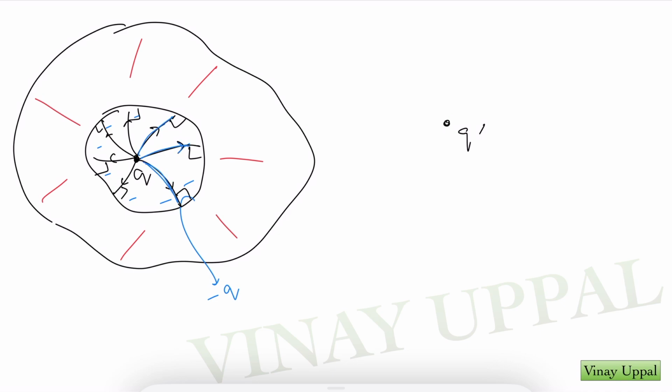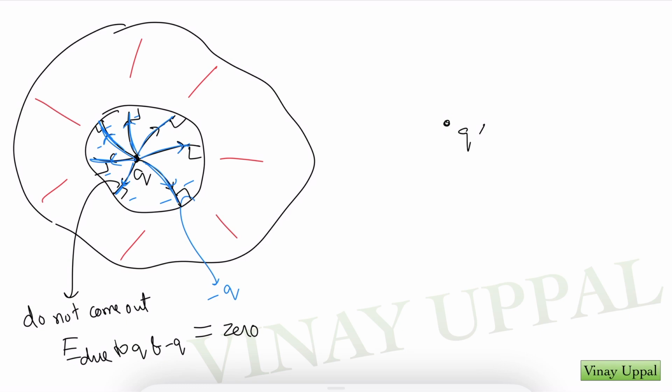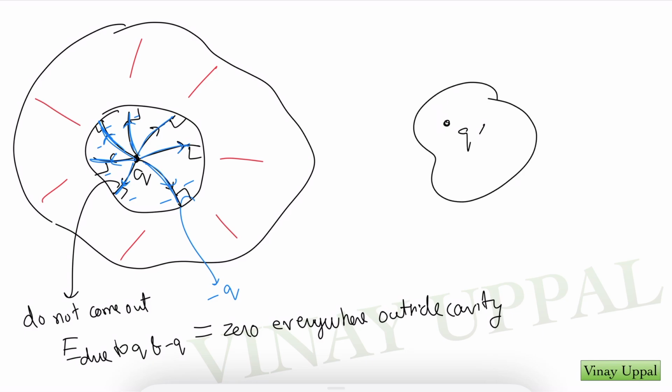So these blue field lines are produced due to the charges inside the cavity and on the inner surface of the cavity. So these blue field lines do not come out. So what does that mean? That means that the electric field due to Q and minus Q is 0 everywhere outside the cavity. Their field lines do not come out, and that is why they do not affect the outer surface charges or they do not affect any external charges.